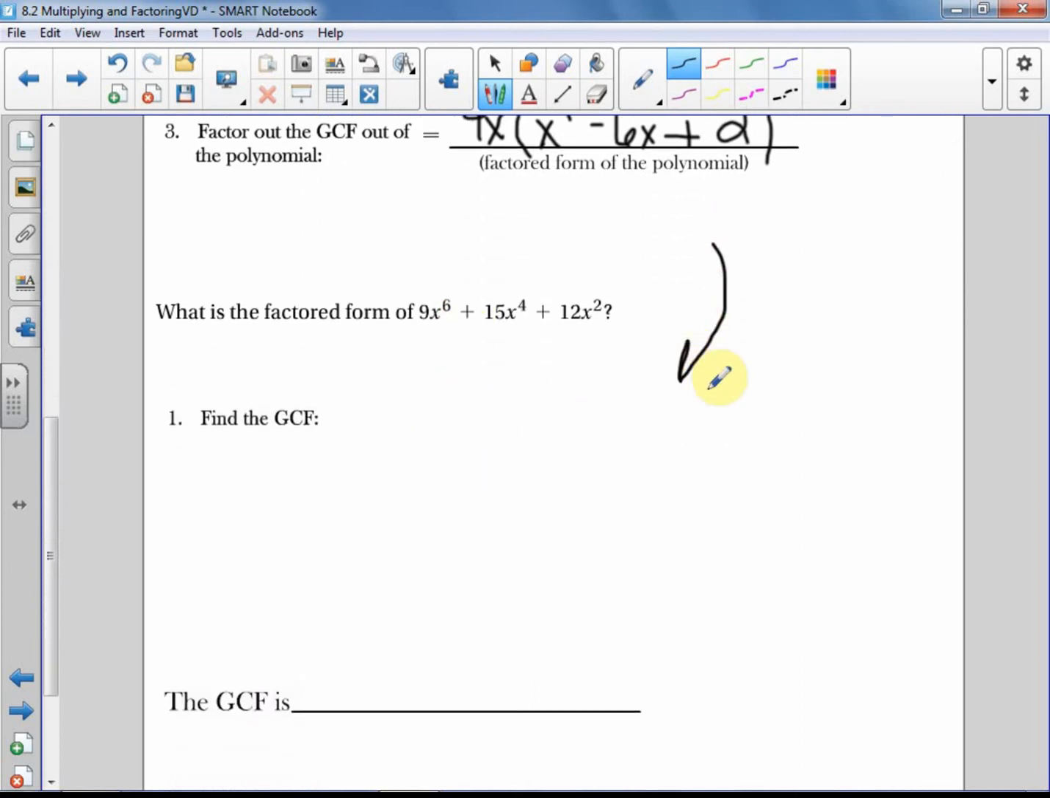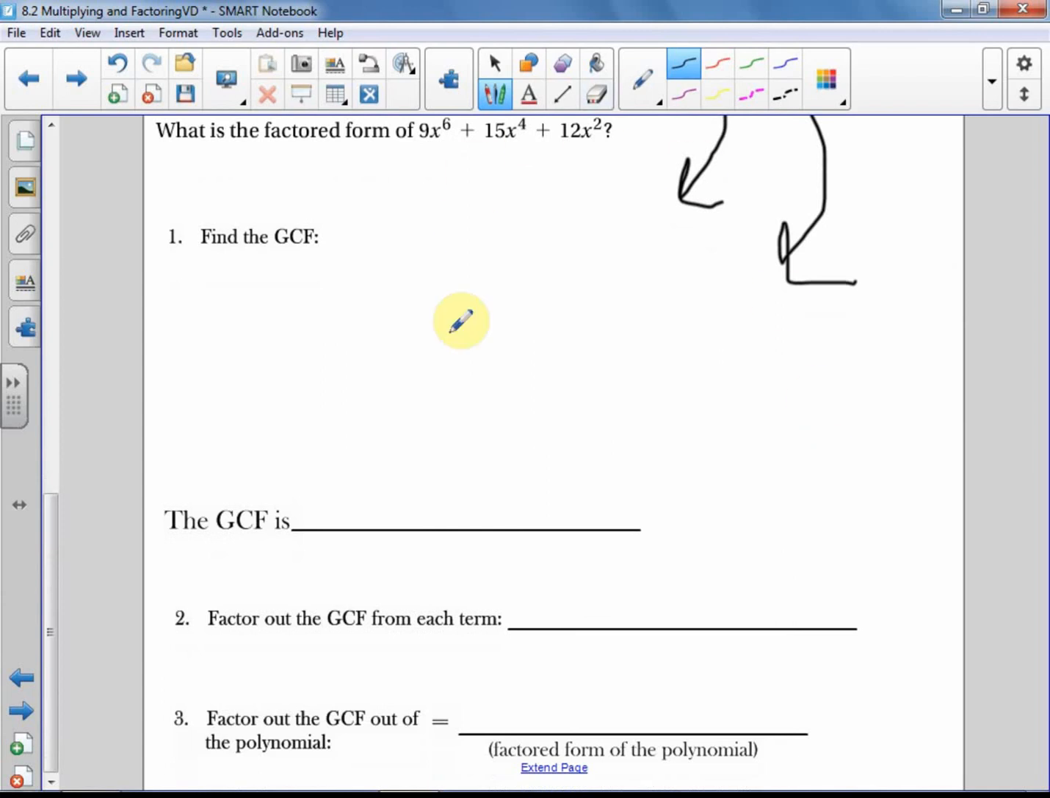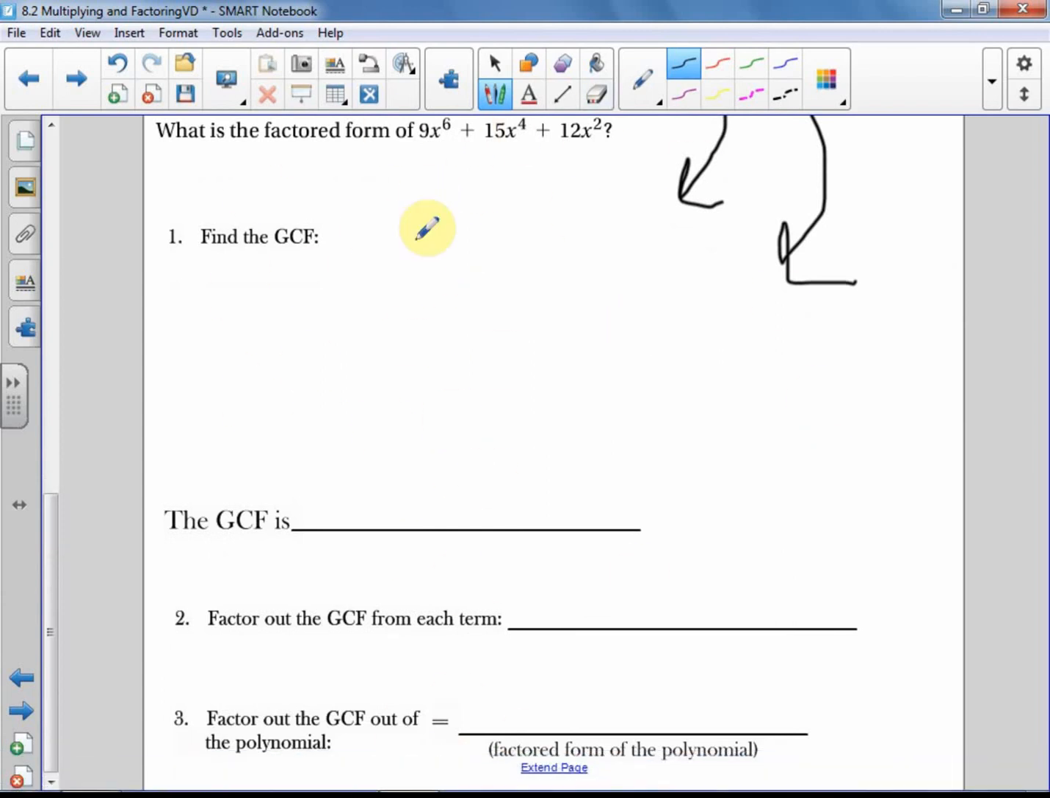So please do this next example on your own. I have it nicely broken down for you to find your GCF of all three terms. You're going to factor out the GCF from every term, and then clean it up and find the factored form of the polynomial. That'll take you a couple minutes, so you can either pause the video and do it while it's fresh in your mind, or you can come back to it.